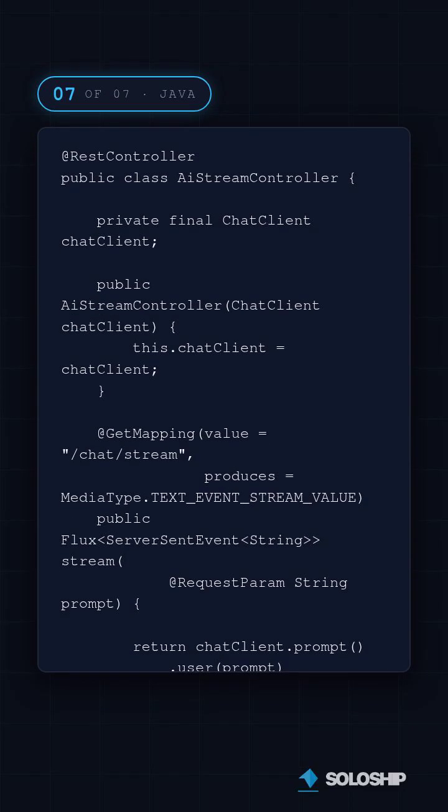See how the controller returns a Flux of ServerSentEvent rather than a plain string. The stream method on the chat client emits tokens as they arrive, and the map step wraps each chunk into an SSE frame the browser can consume incrementally. There is no blocking here, the WebFlux thread is free the entire time the model is generating.